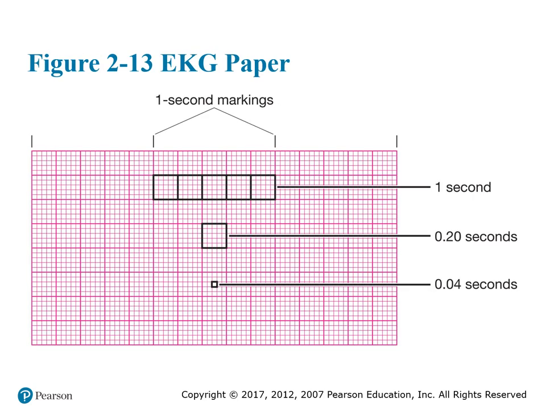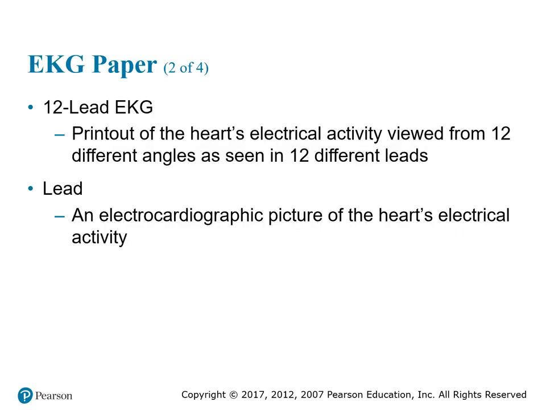All right, so 5 big blocks equals 1 second. One big block equals 0.20 seconds, and one little bitty block equals 0.04 seconds. That's why we multiply by 0.04 seconds, because when we go to calculate the PR interval, we're just looking at a certain segment of that whole PQRST wave.